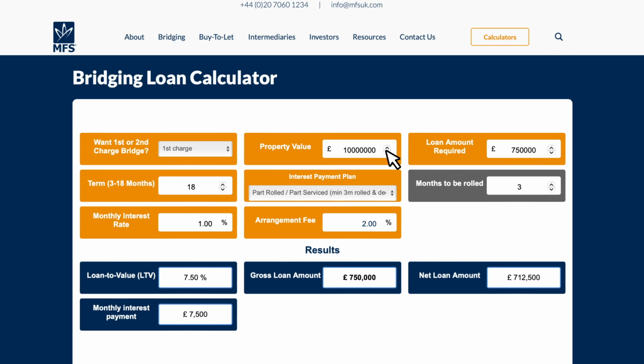You'll be able to choose from 2 interest payment plans. Fully rolled up, which allows you to pay all of the interest in one go at the end of the term, or part serviced, where you pay interest monthly with 3 months rolled and deducted.